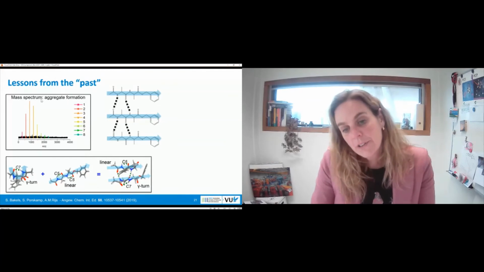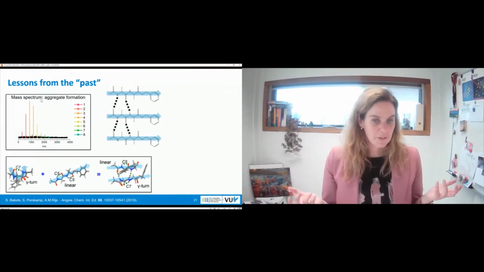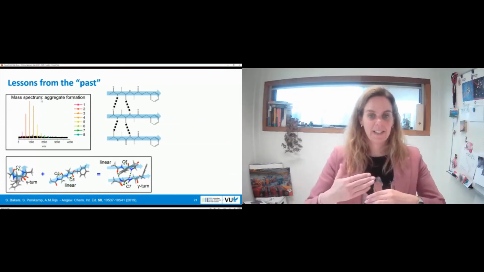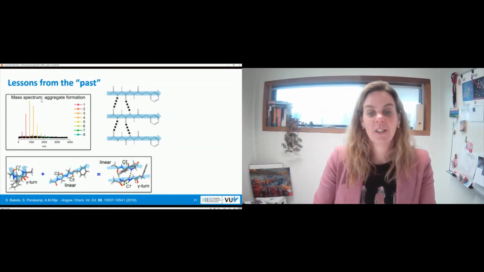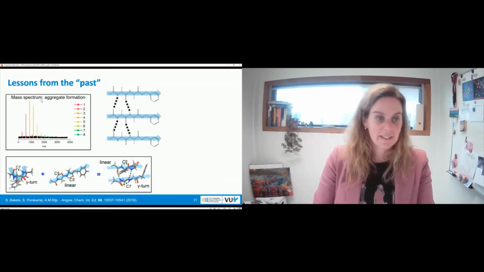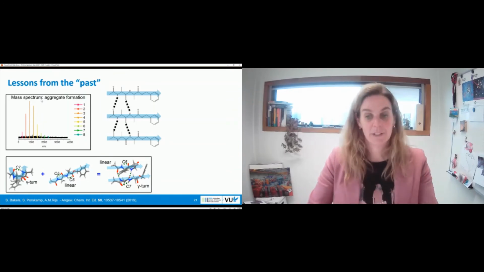What we also learn is about the structure. We find monomer structures, and we also found that the aggregate actually remembers the monomer structure. So that really helps the analysis. You can first look at the monomer, and then you can start to predict what your higher order clusters will look like.